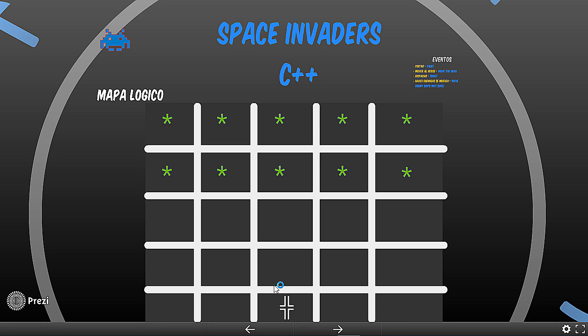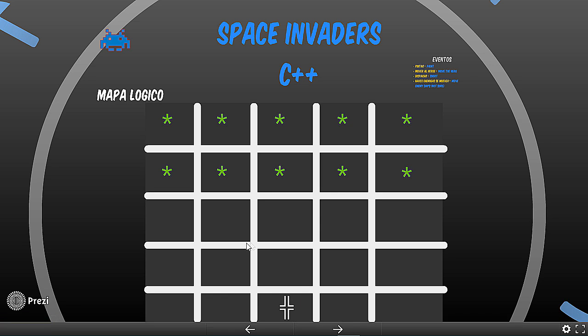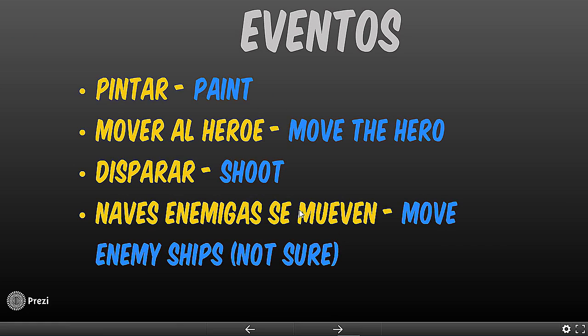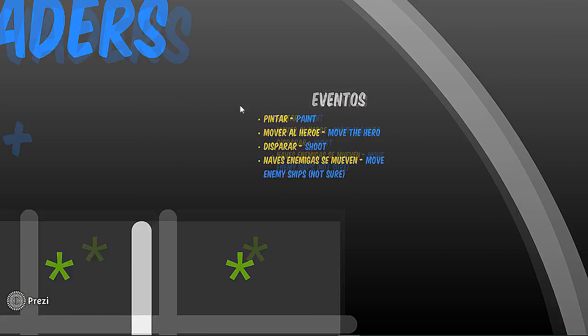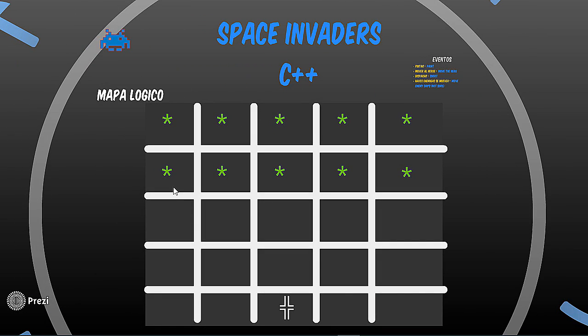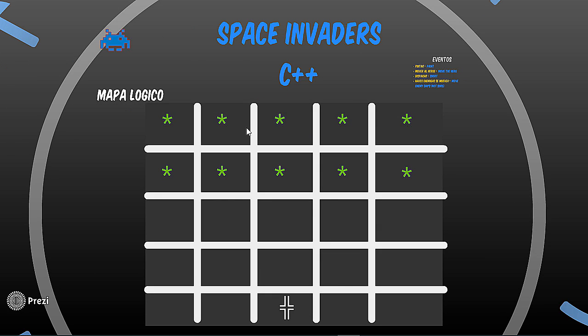So the next thing that we are going to have is to move the hero chip to the left and to the right, and we are going to add some events to handle all these things. The first event that we are going to handle is the paint event. This paint event will paint all our multidimensional array in our console application. So that is a small event, and the other event is move the hero. We are going to add some listener to listen when a key is pressed to the left or to the right to move our hero chip.